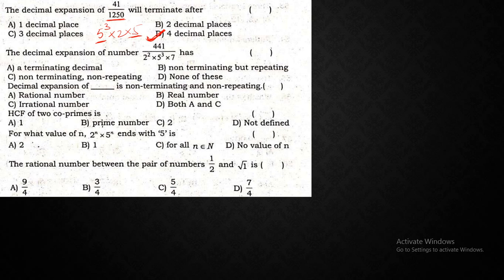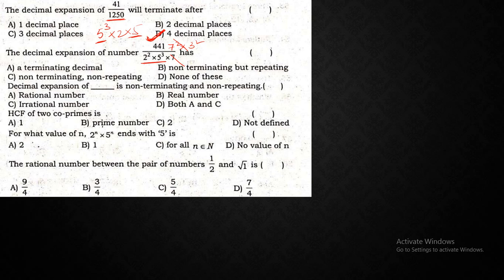Next, the decimal expansion of the number 441 by 2 square into 5 cube into 7. So 441, how can I express 441? 21 square is 441. And 21 square I can write as 7 square into 3 square, right? So this 7 gets cancelled.